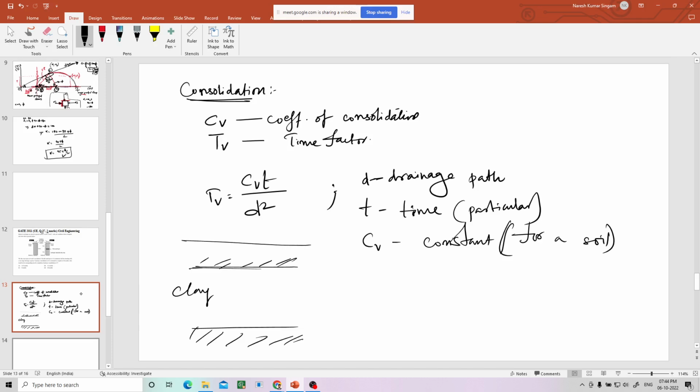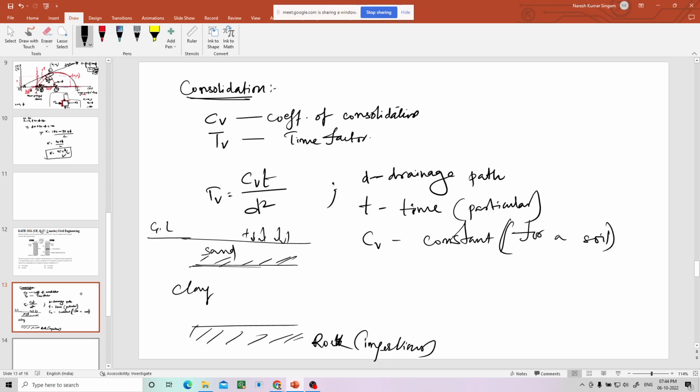This is the ground level, this may be sand, and this may be rock. You are applying load. What will happen? Clay gets compressed. Whenever clay is getting compressed, the water inside the clay has to travel. It cannot enter into the rock because it is impervious. It should go only to the sand because sand is pervious. The water at this point should travel in this direction, and whichever is here also travels this direction. The maximum path taken by a water particle in the clay is the drainage path, equal to D. Drainage is happening only in one direction, because sand is there only on one side. That is why the drainage path equals the full height of the clay.